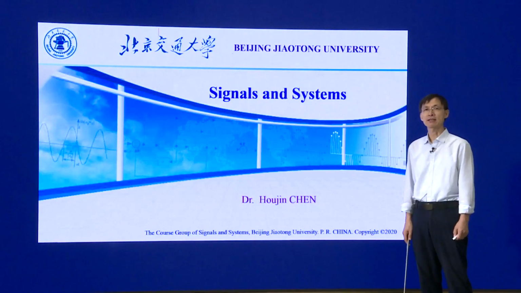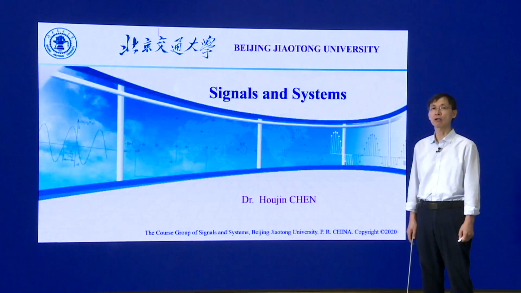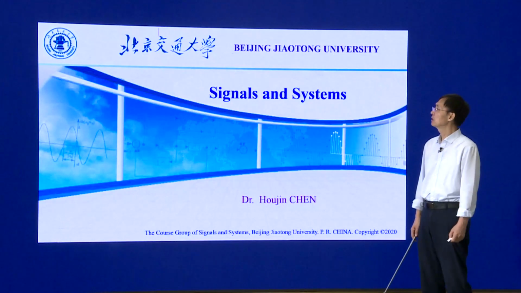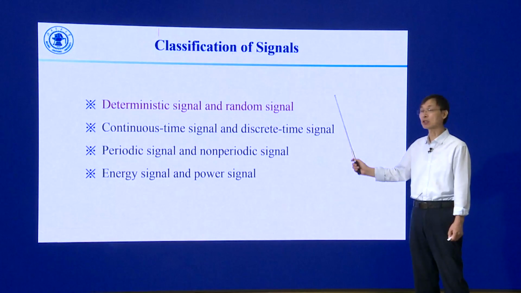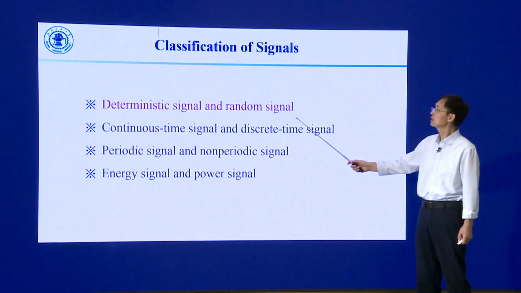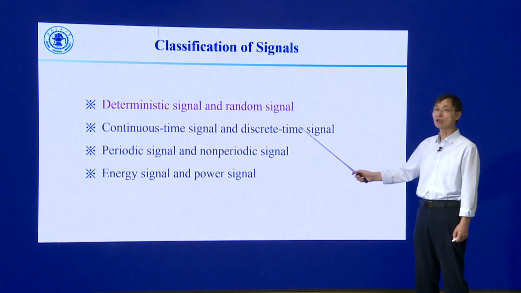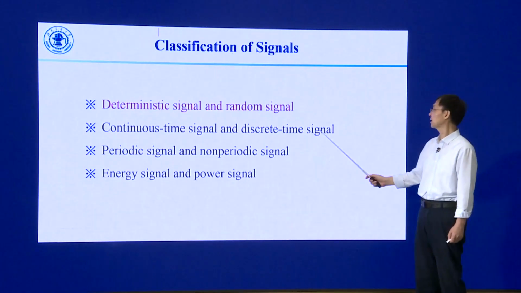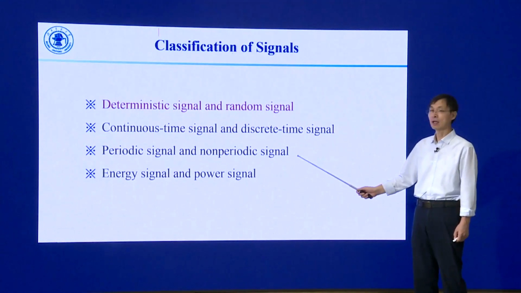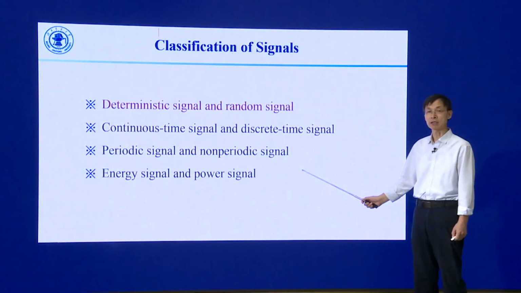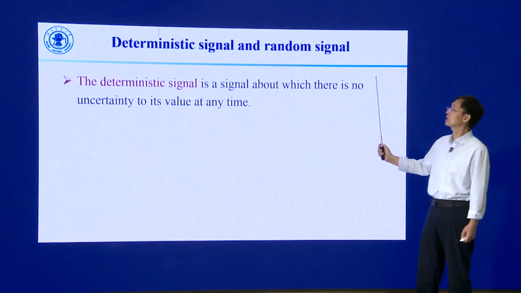Everyone. In the last lecture, we discussed the definition of signal and system. In this lecture, we will discuss the classification of signals. It includes deterministic signal and random signal, continuous time signal and discrete time signal, periodic signal and non-periodic signal, energy signal and power signal. First, we'll discuss the deterministic signal and random signal.